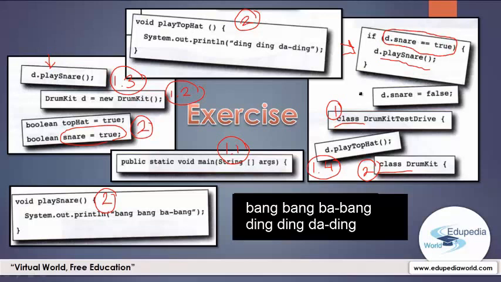To do that, we can use this code snippet. In this code snippet, it is assigning a false value to the snare variable.